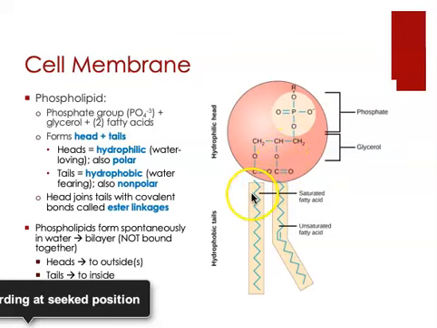Now, if we go down to the fatty acid tails, these are composed out of chains of carbon and hydrogen primarily. When we see a long chain of carbon and hydrogen on a molecule, we call that a hydrocarbon.